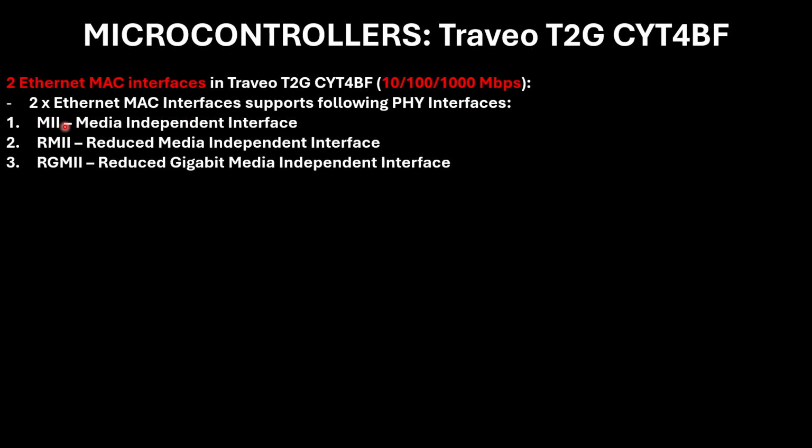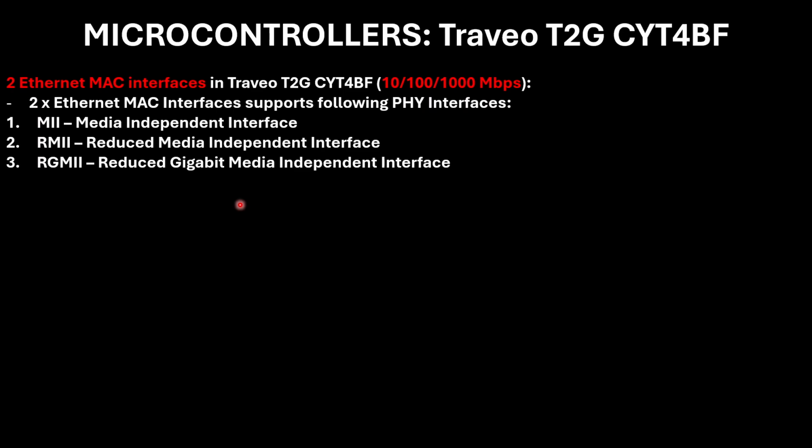There is a first way, which is the media independent interface, marked MII. Then we have the reduced media independent interface, or RMII, and then we have the reduced gigabit media independent interface, which is RGMII, probably for the highest speeds, and which can be used in these two MAC controllers which are inside this microcontroller.